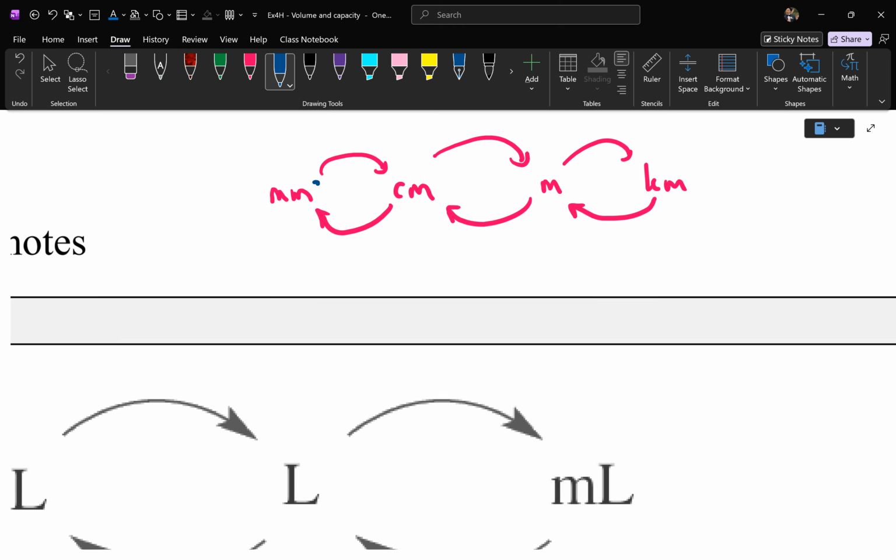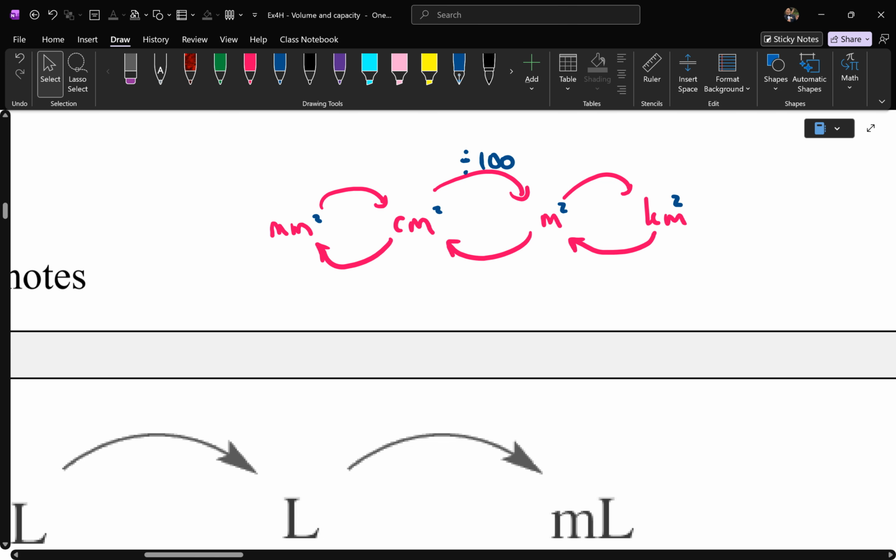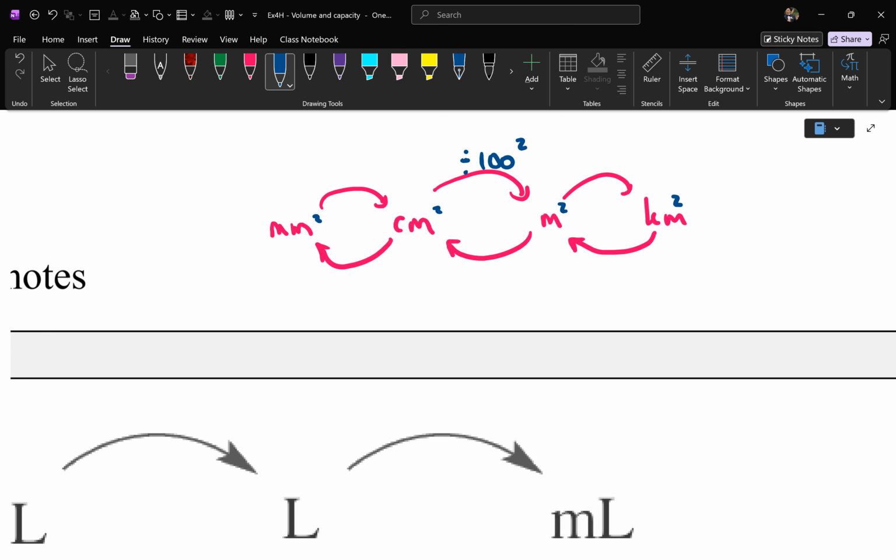And the only difference with area units, where they have these squares, it also means when you're moving between them, remember from centimeters to meters, we are then dividing by 100. But remember, if it's an area unit, then it must be 100 squared. Okay? That means all of these would be squared if they're area units. But if you're now working in 3D, which is volume, volume is cubed.